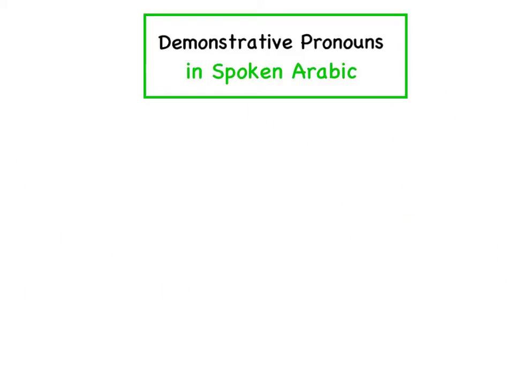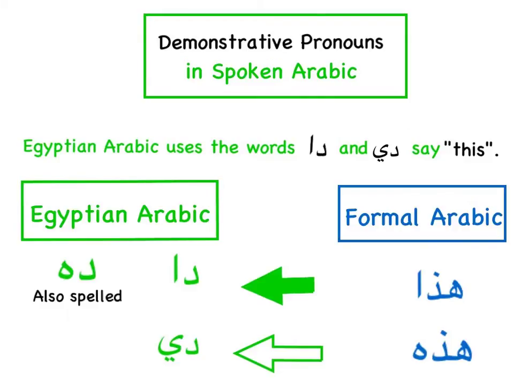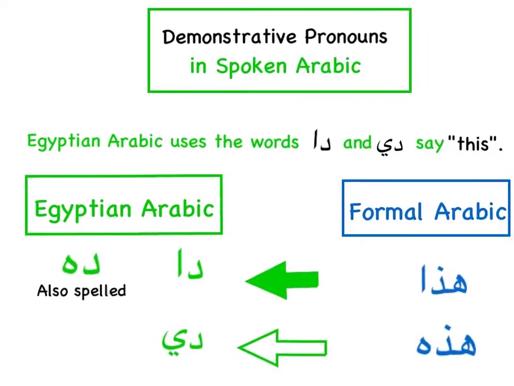Demonstrative pronouns in spoken Arabic. In Egyptian Arabic, you don't have fatha and hadhi. Instead, you have di and da. And here I have a very sophisticated chart to explain this to you. In formal Arabic, we have fatha, and it becomes da, also spelled da, in Egyptian. And in formal Arabic again, we have hadhi, and in Egyptian it's di.